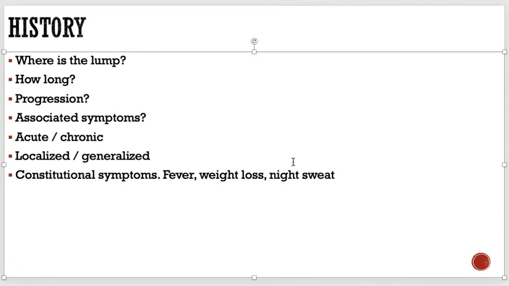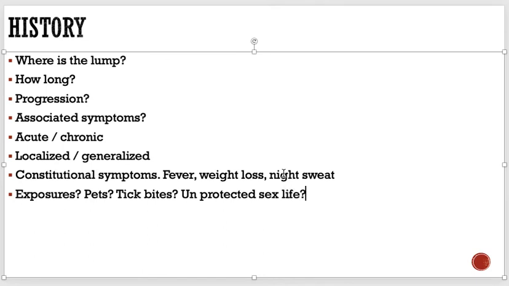So see, this one will cover it. If you ask these questions, guys, it is going to help you in diagnosing malignancies, and in diagnosing infections like tuberculosis and all these things. Ask about exposures. What if they have cats, pets? Cat scratch can be there. Tick bites, Lyme disease, if you remember Borrelia burgdorferi. Unprotected sex life, HIV.